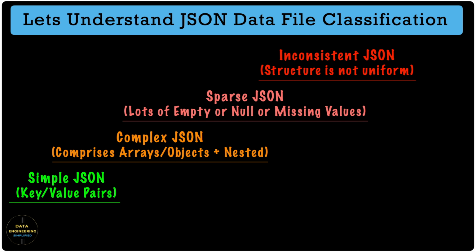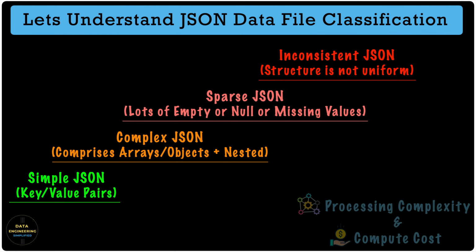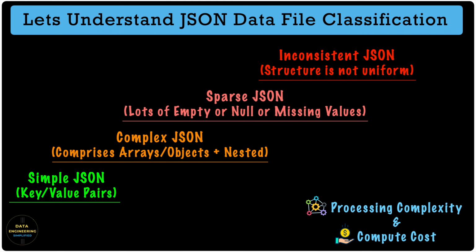It is important for you to classify the JSON data files before you process them. Higher the complexity or inconsistency level increases the processing complexity as well as the compute cost. Since Snowflake is pay-as-you-go model, you as a data engineer or data professional have a lot more flexibility and control to optimize the compute cost, only if you know how to do that. So let's see some example of these 4 types of JSON structure and then start querying using Snowsight web interface.